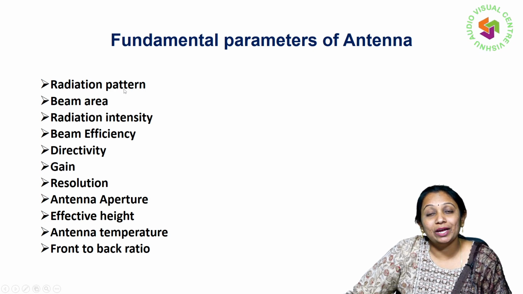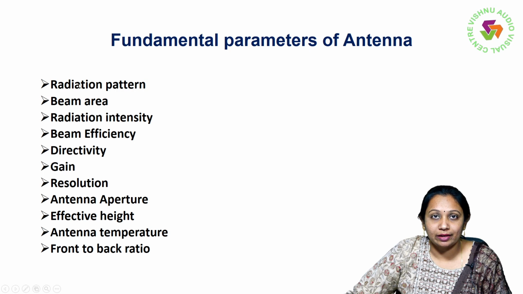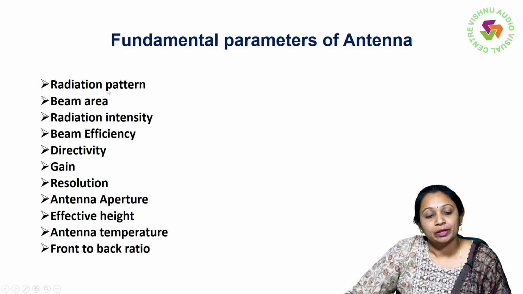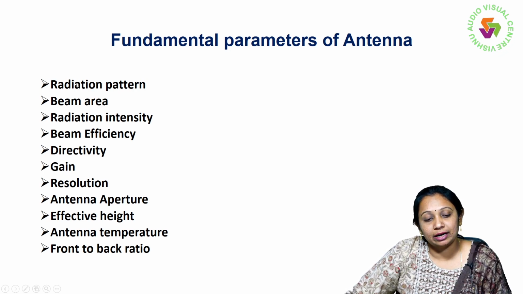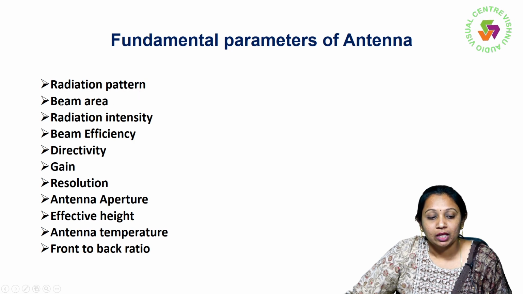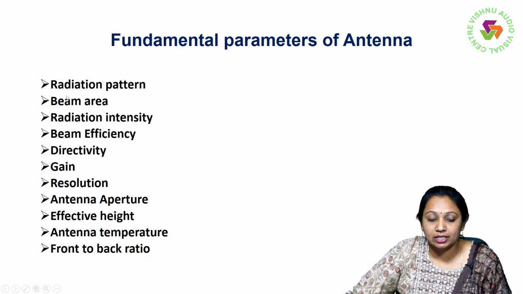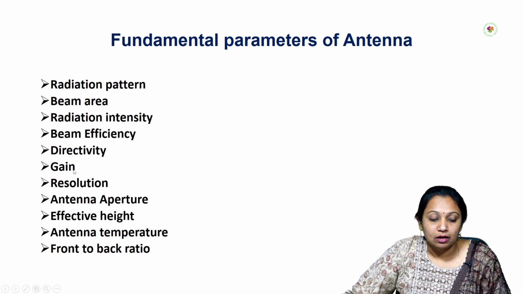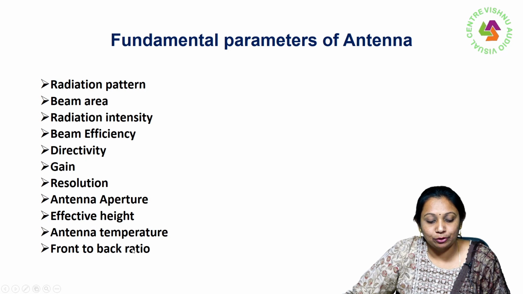One way to represent that radiation gave rise to a parameter, which is nothing but the radiation pattern. Then the second parameter, if the radiation pattern is represented on paper, is the beam area. Then the next parameters are radiation intensity, beam efficiency, directivity and gain, resolution, antenna aperture, effective height, antenna temperature, and front to back ratio. These are all the fundamental parameters of the antenna. Let us discuss them one by one individually.